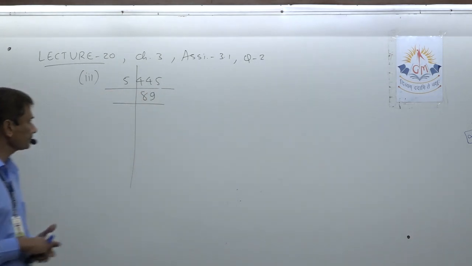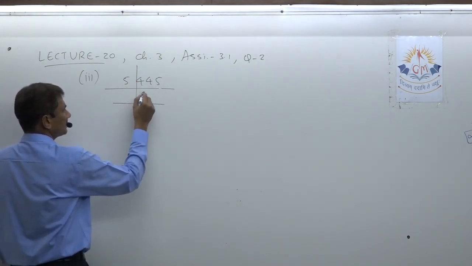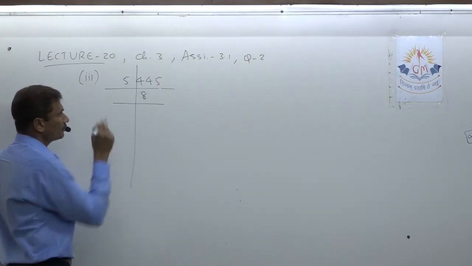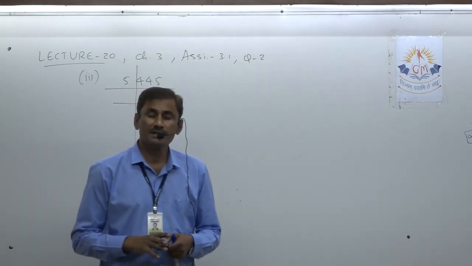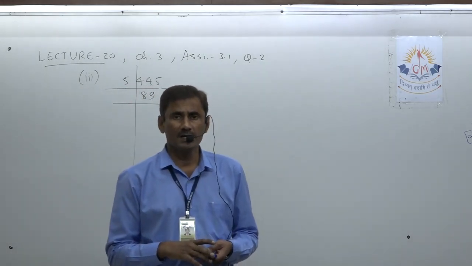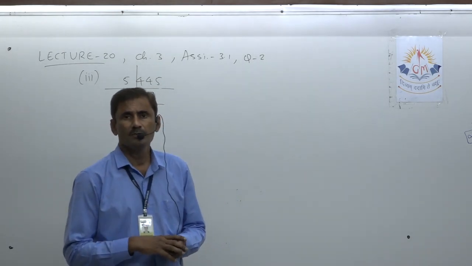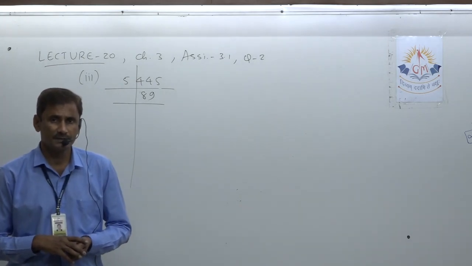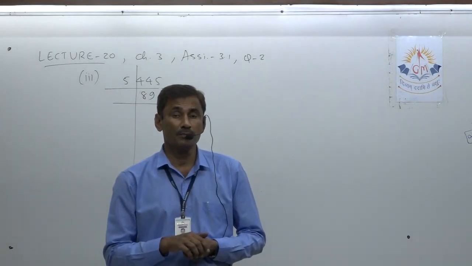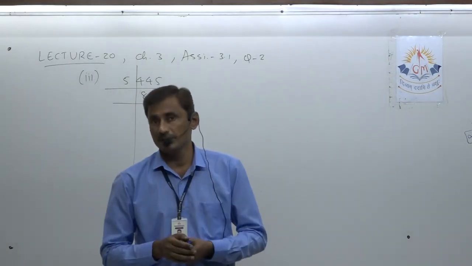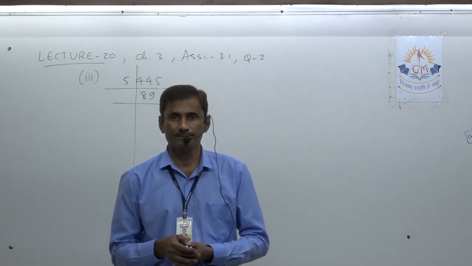Now, I divided the given number by 5. So 5 8s are 40, 4 left, 45. 5 9s are 45. Now 89 is itself a prime number. You should remember prime numbers from 1 to 100. There are 25 prime numbers in the first 100 numbers.